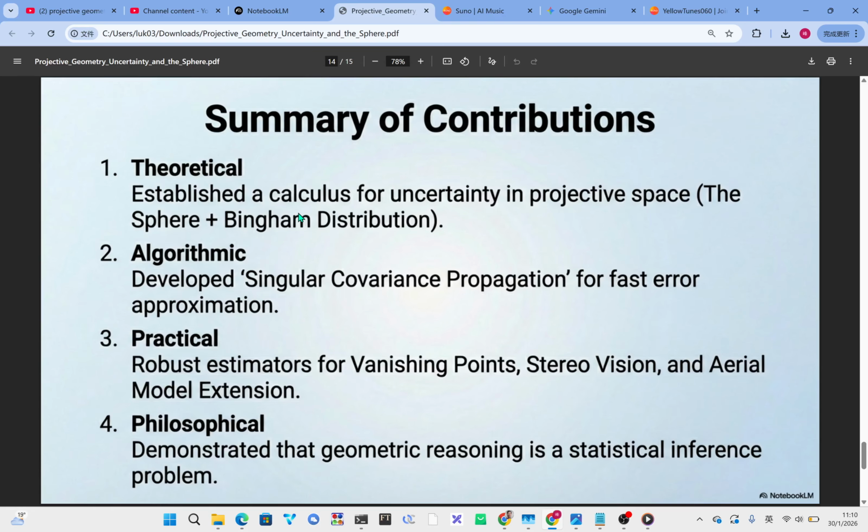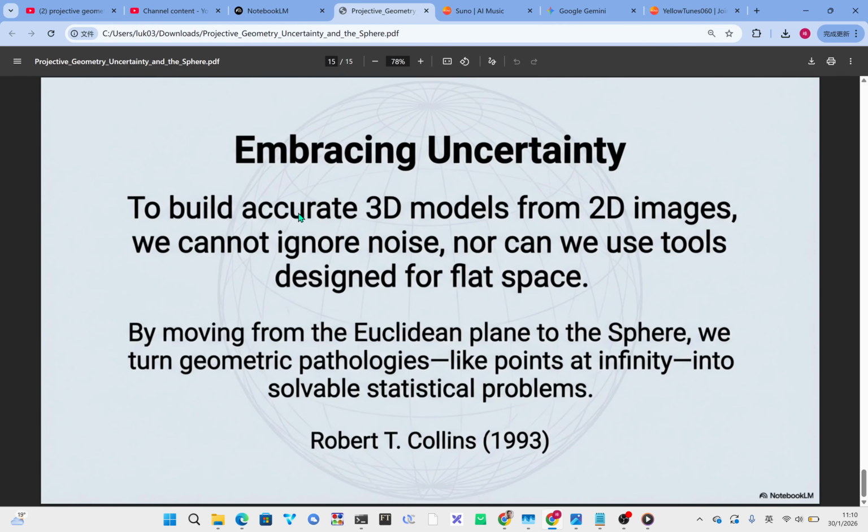This is the power of that uncertainty calculus. So the computer can reason: I know these are parallel, but I am 90% sure they are different depths. It feels like the computer is starting to understand the architecture of the room rather than just crunching numbers.